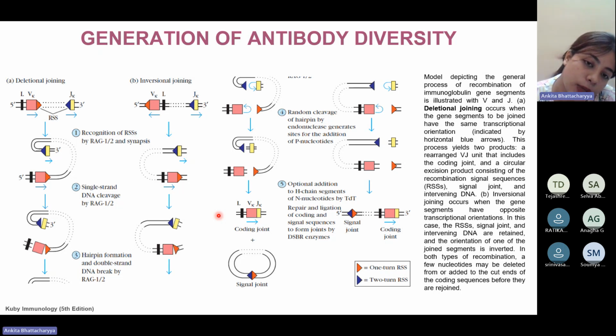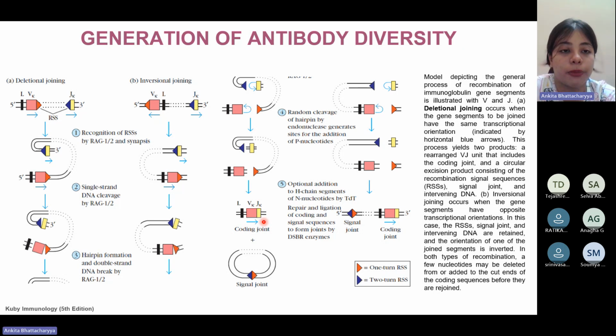What you get out of it is that these two ends, this one turn and two turn, will combine with each other and will form a covalently closed circle that will be eliminated out. That is called the signal joint. On the other hand, what remains behind is that this V region is joining with this J region and it is forming the coding joint. Coding joint simply means something that will go ahead and will be coded into a functional RNA and then protein. So that is what is formed there.